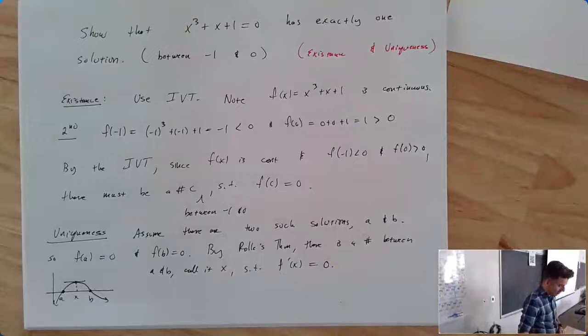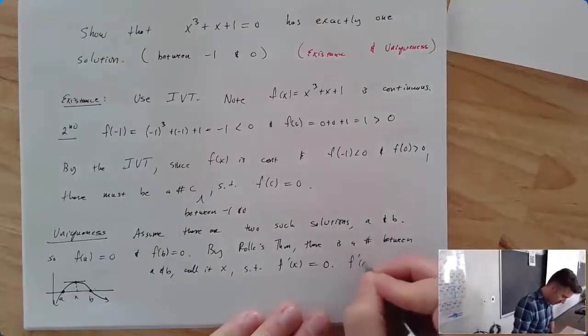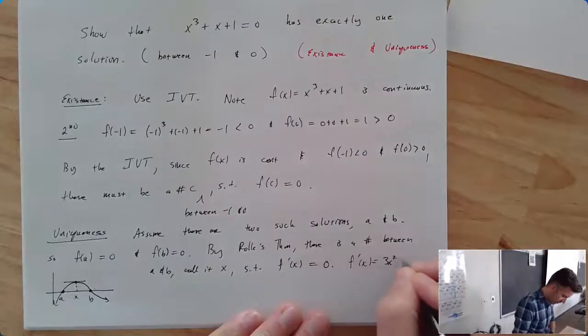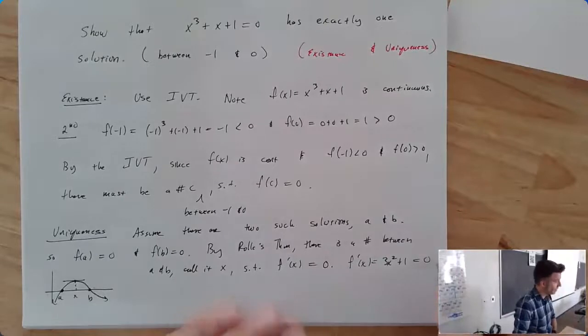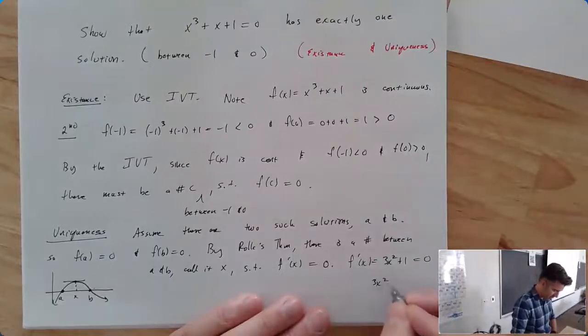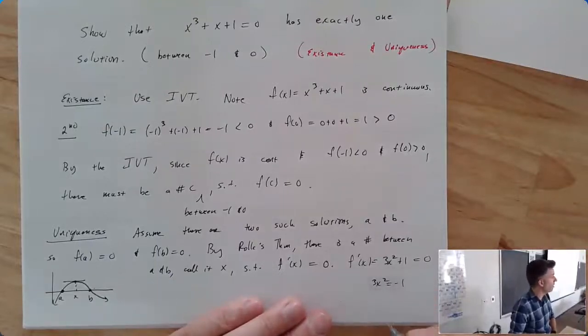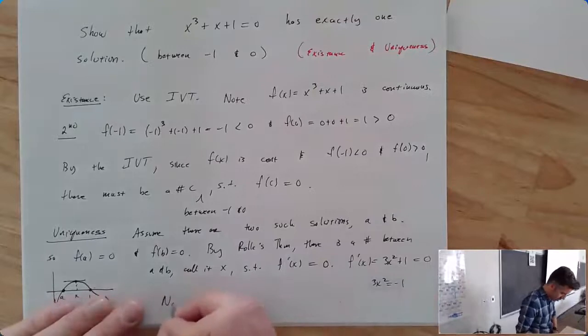Okay, but now here's where we're going to run into a problem. My derivative is 3x squared plus 1. And if I set that equal to 0, there is no solution. No real solution anyway. Right, because you're going to get 3x squared equal to -1. That's not going to work out. This has no solution.